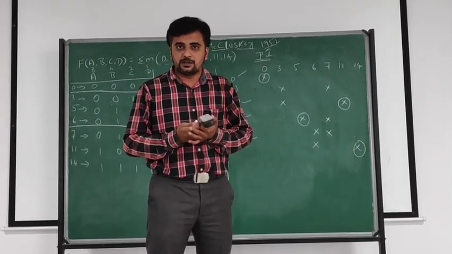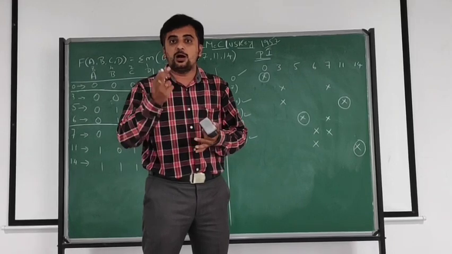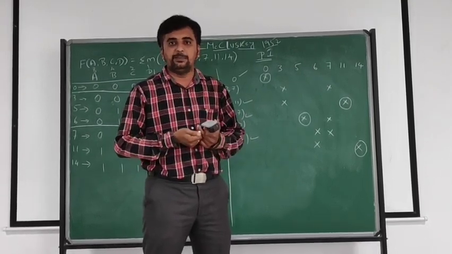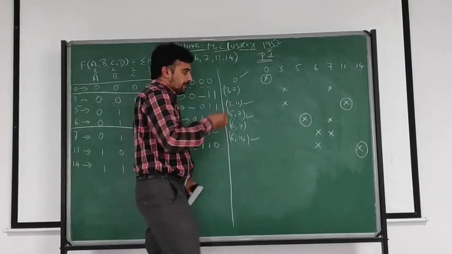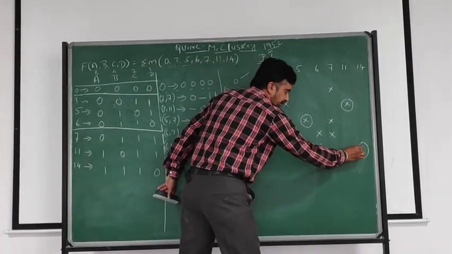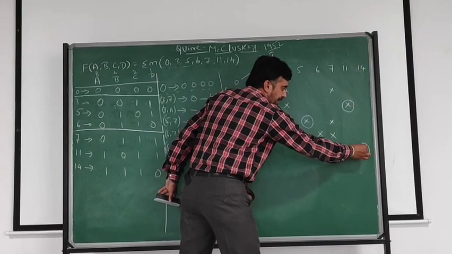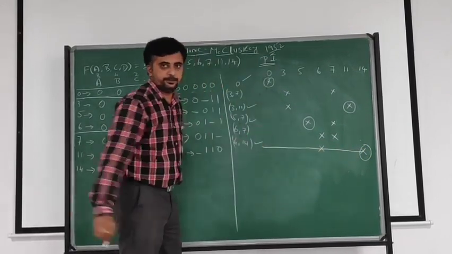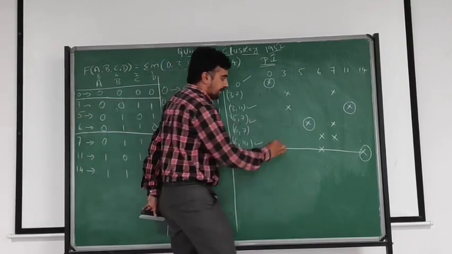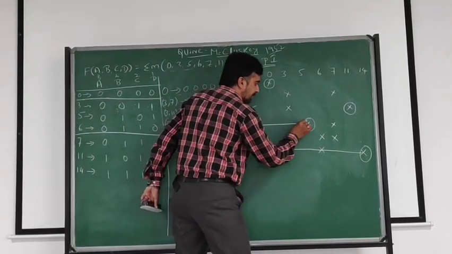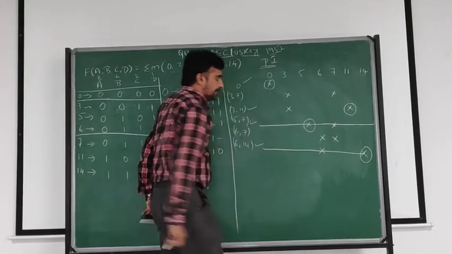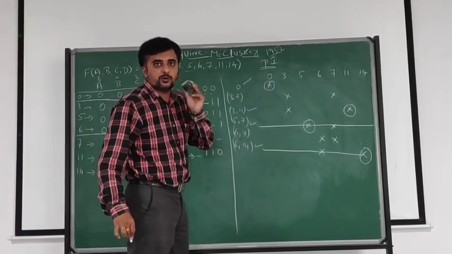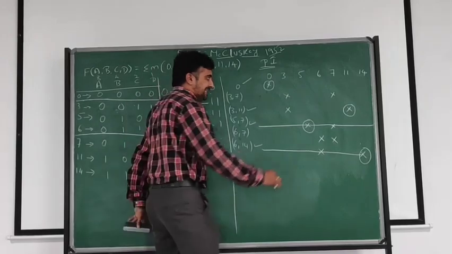How to verify? By using the cut method, you have to verify the remaining prime implicants. See here. Horizontally first, cut whatever circle you have made, start from there. Cut here also. Cut horizontally: wherever the circle you have marked, only that you have to cut horizontally.